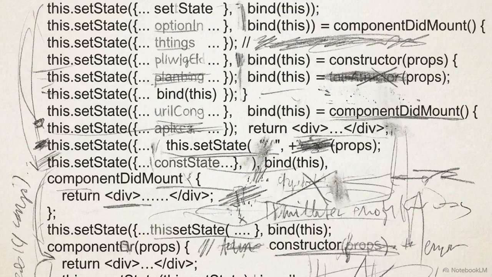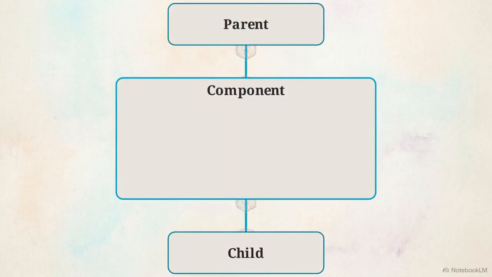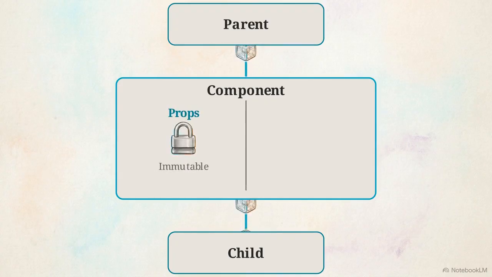The way developers interact with this engine has evolved. The industry has largely abandoned object-oriented class components and their complex lifecycle methods in favor of pure function components. Regardless of how a component is written, data must flow strictly downward from parent to child. Within this flow, props are immutable inputs passed down, while state is mutable local memory controlled by the component itself.